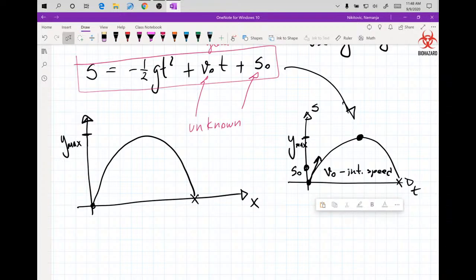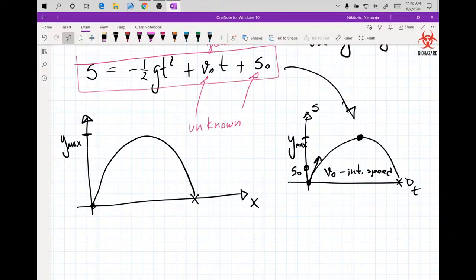So both of these, right? So that's a Y max. And the way to find maximum height is to actually use the velocity formula, because vertical velocity is 0 when the maximum height is obtained.